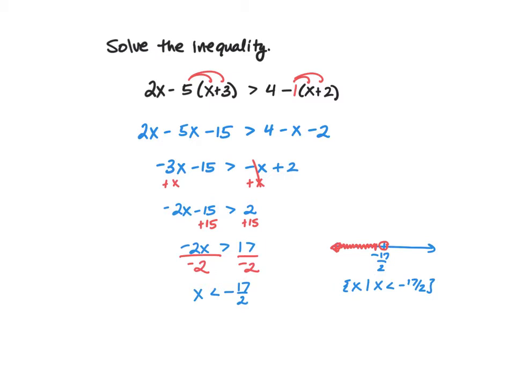So since our graph goes forever off the left, we would start with a parenthesis and negative infinity, comma, and then we state where it stops. Our shading is at negative 17 halves. We would put a parenthesis on this side as well to show that we cannot be equal to negative 17 halves, but it will get as close to negative 17 halves as it can.